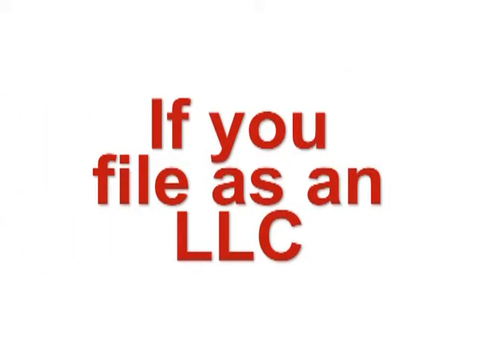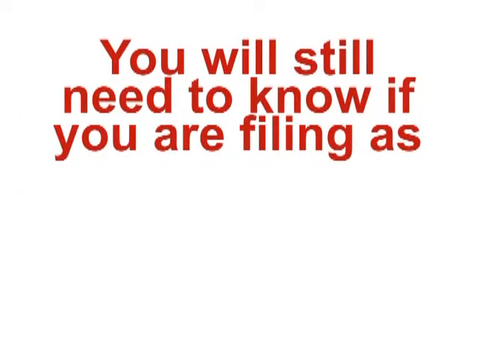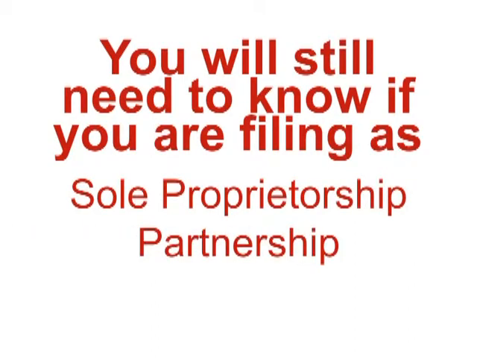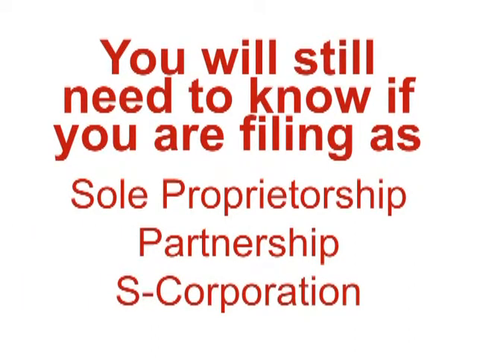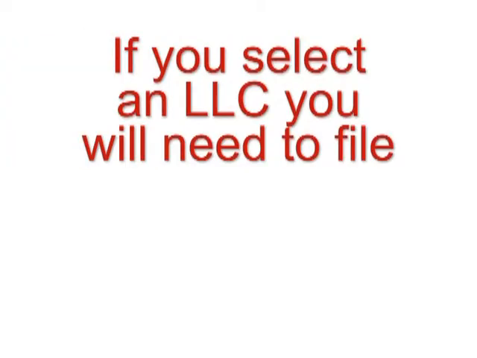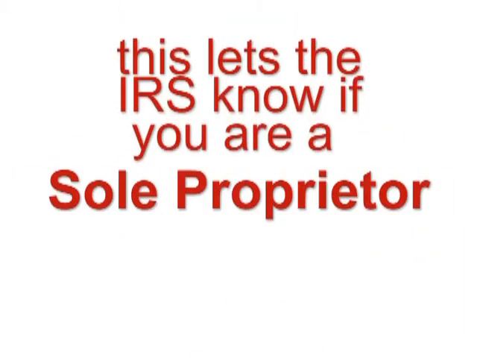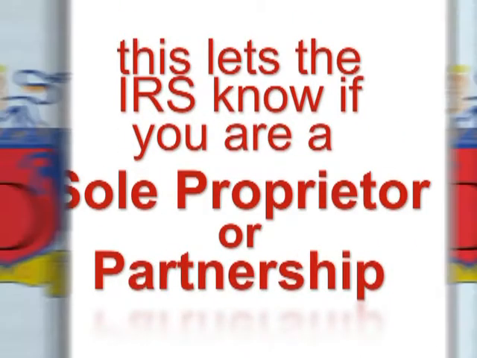If you select an LLC, you still need to know if you are going to be filing as a sole proprietorship, partnership, or as an S-corporation. If you elect an LLC, you will be required to fill out IRS Form 8832 to let the IRS know whether you are a sole proprietor or a partnership. That's right! You can't file for an LLC and be a regular C corporation.